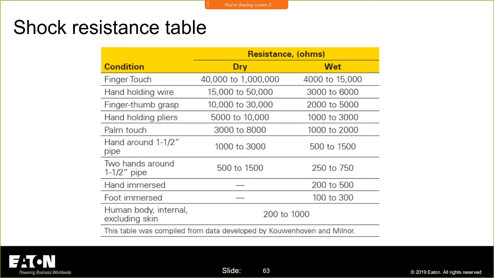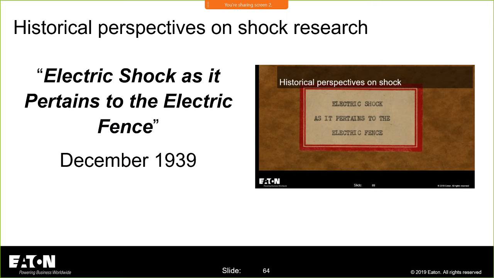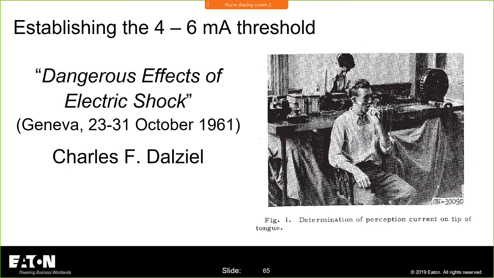The reason we know that is because of the testing that's been done, and all of those people, thank God we have them. We'd never be able to do some of this testing today. This was that electric shock study as it pertains to the electric fence back in 1939. So we're talking 1930s when a lot of this testing was done, because farmers were putting wire around areas of their farm, and they were unfortunately killing kids.